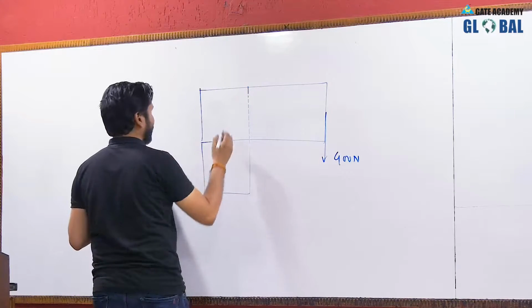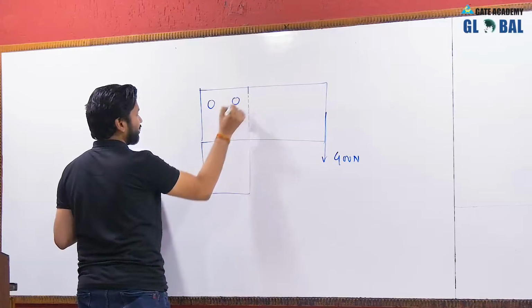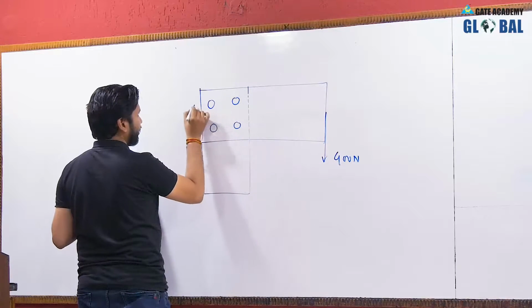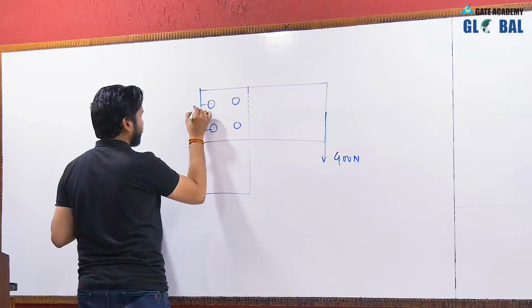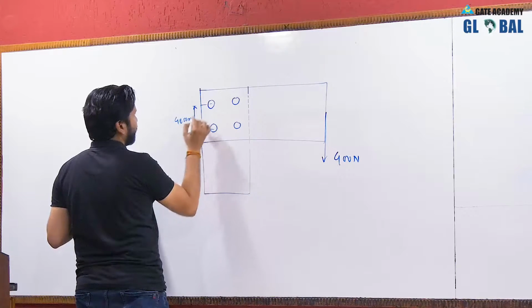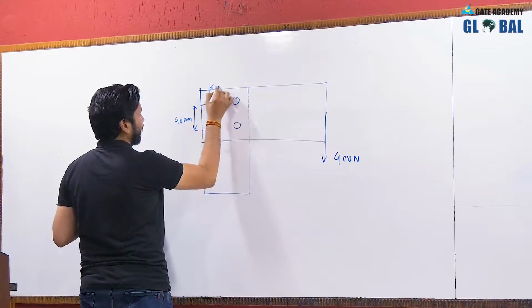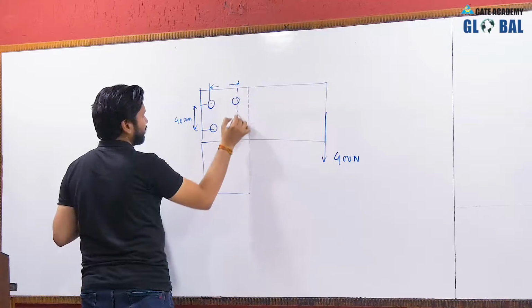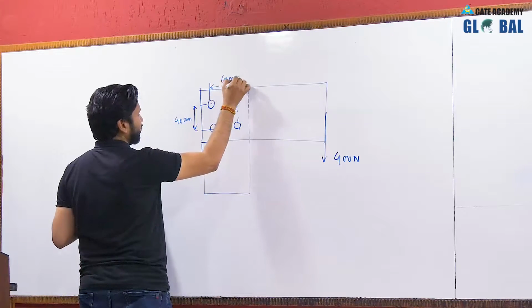This is a problem of eccentric loading. So we have 4 rivets, and the dimensions of the arrangement are given. Basically, the center to center distances between the different rows are given. So this is 40 mm. This is basically the pitch, and this is what you can call the back pitch. This 40 mm stands for the back pitch.